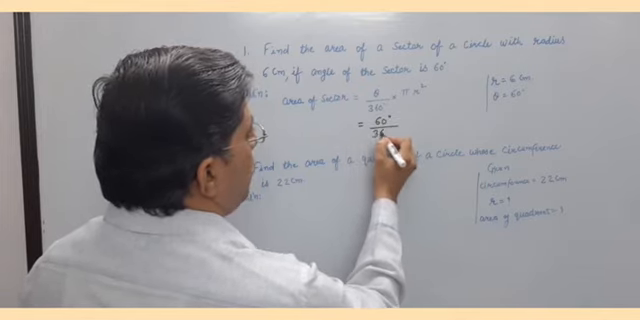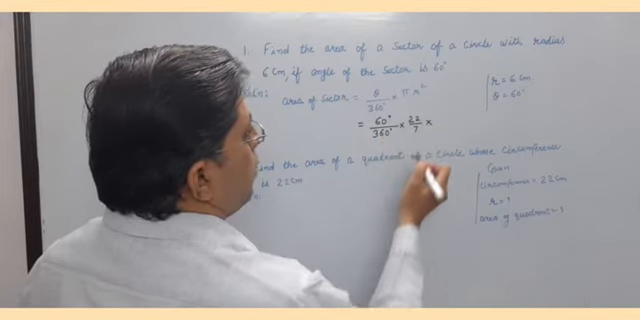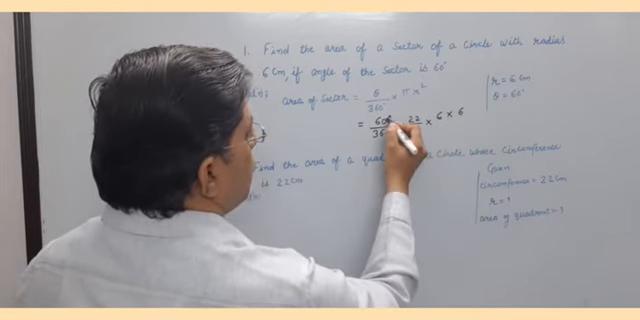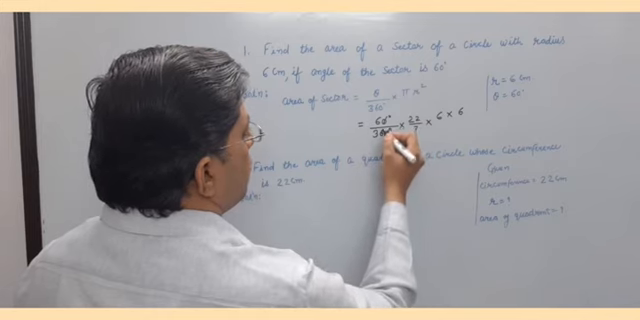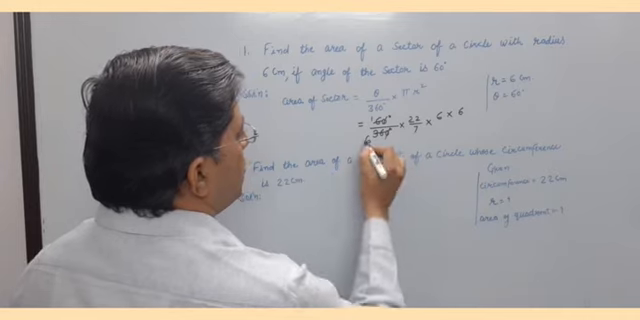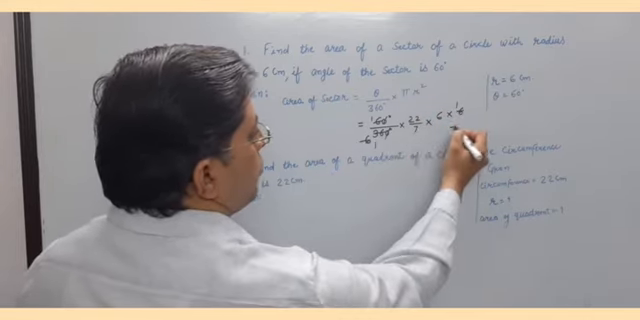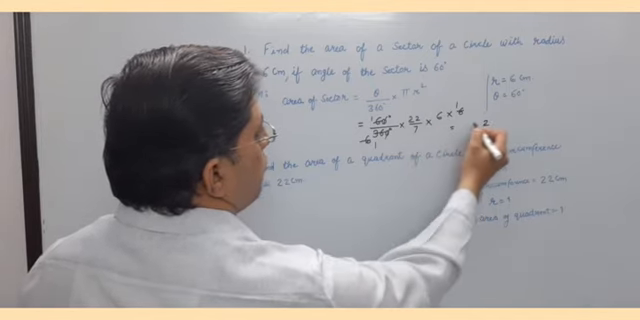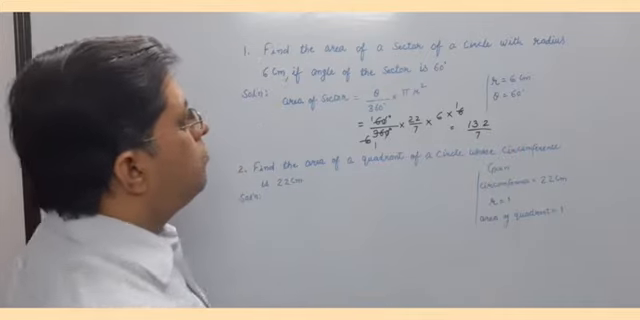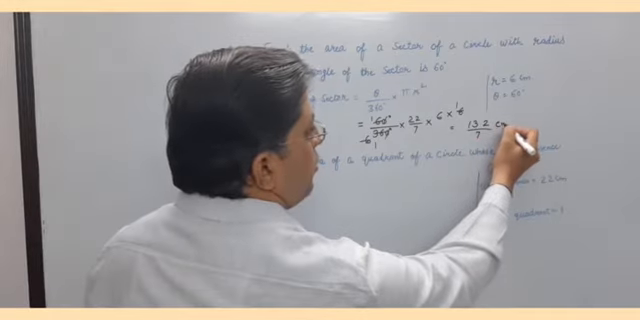and 360 degree is already here. Pi is 22 upon 7. R is 6, so 6 into 6. 6 1s are 6, 6 6s are 36. 6 1s are 6, 6 2s are 12, and 1, that is 13. 132 upon 7. What will be the unit? Area is there, so the unit will be centimeter square.